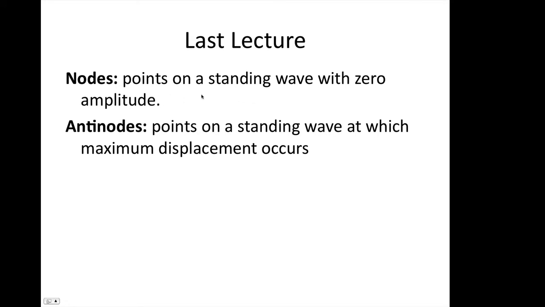We saw that nodes were points on the standing wave with zero amplitude, and that these were half a wavelength apart, and that antinodes were points on the standing wave at which the maximum displacement occurs. These were also half a wavelength apart, but offset so that the antinodes are halfway between the nodes.